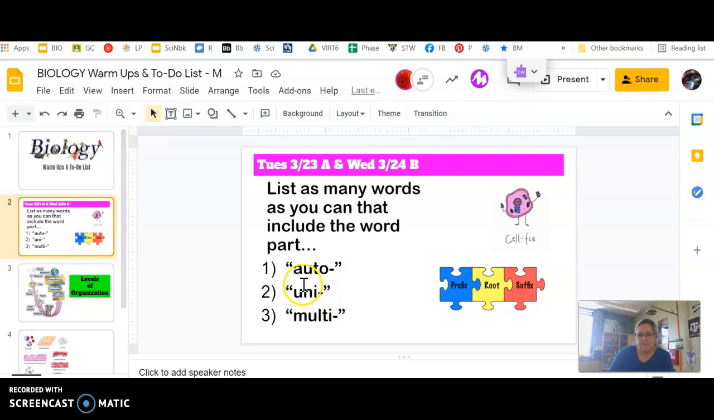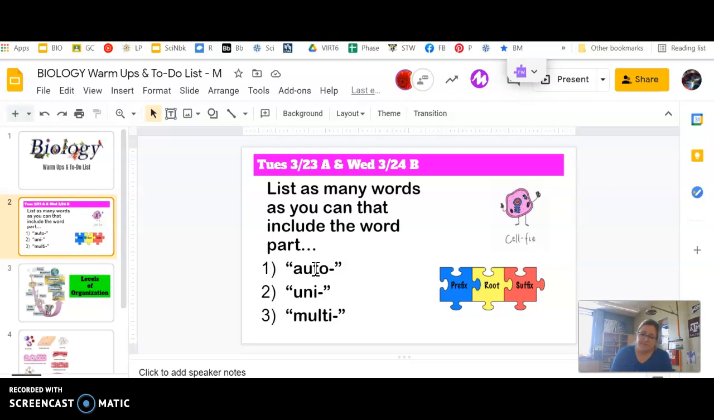So I want you to brainstorm words that you know that contain these word parts. Think as many as you can. And then I want you to look at what those words have in common. Like for auto, maybe you have automobile or autobiography. Okay, that word part means self.